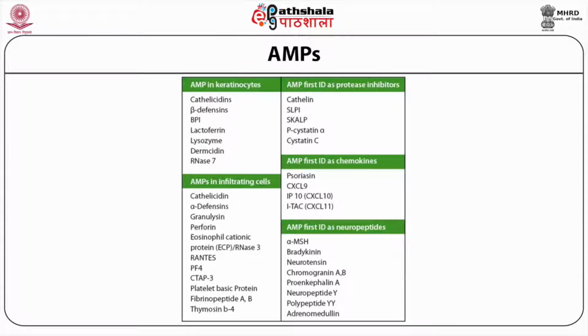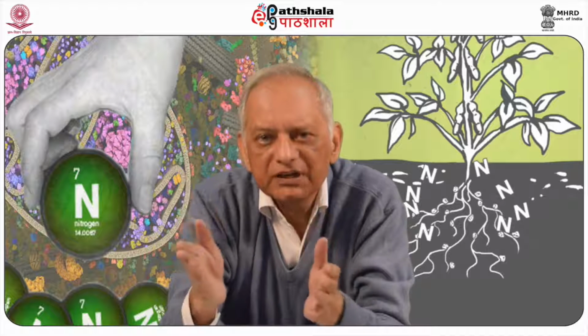Similarly, among the protease inhibitors, we have cystatin C, which is very important. As a chemokine, we had already mentioned psoriasin, but we also have the three other peptides: alpha MSH, bradykinin, neurotensin. All these are considered neuropeptides, and overall all of them come under the broad category of antimicrobial peptides. AMPs are either produced constitutively or produced via pathogen associated molecular patterns.